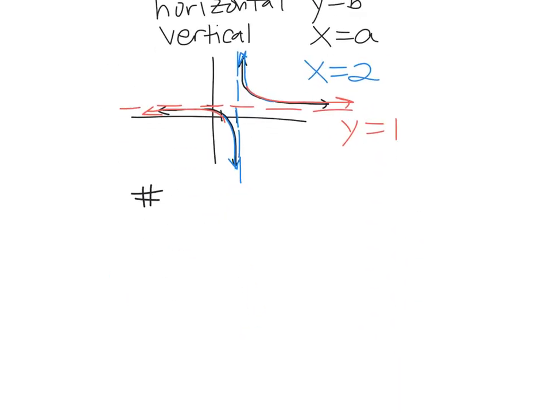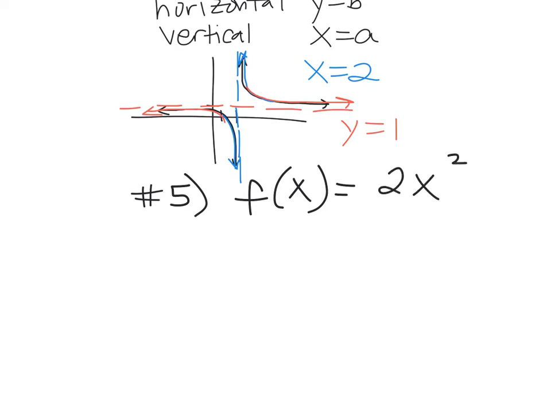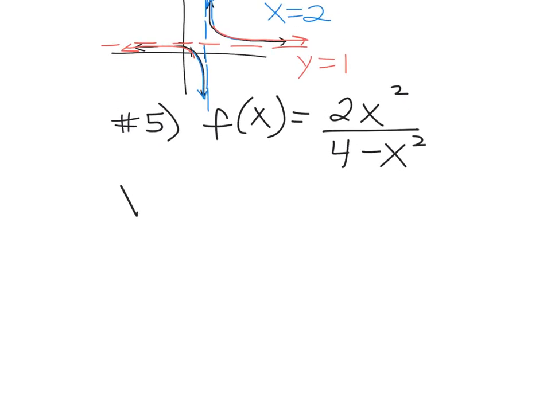Number 5. All right. Let's do a fun one. Let's do this one. f of x equals 2x squared over 4 minus x squared. Okay, and it's going to ask you to find any vertical asymptotes or any horizontal asymptotes. You don't have to draw the graph, okay? I'll probably draw it just so I can mark it up and explain it to you.